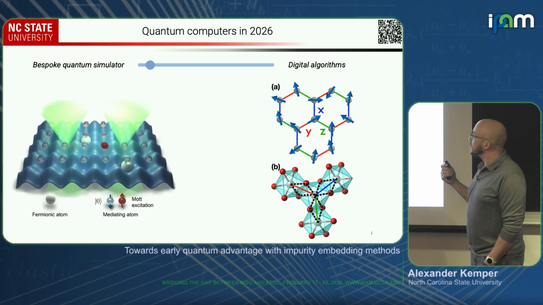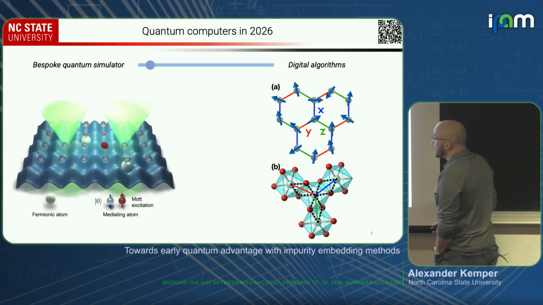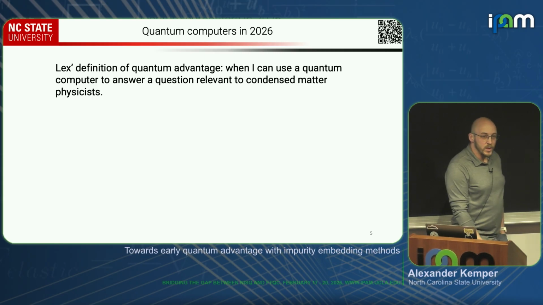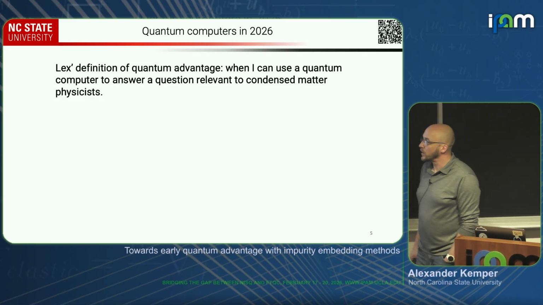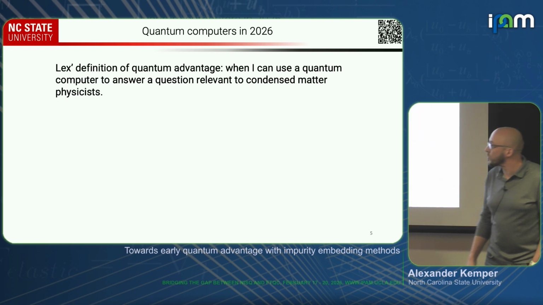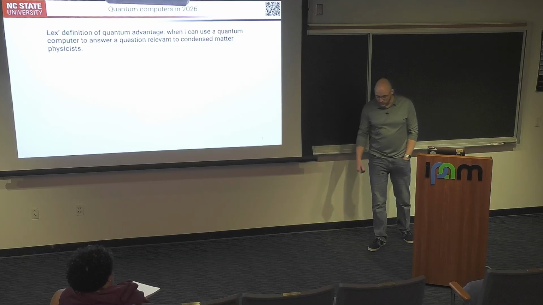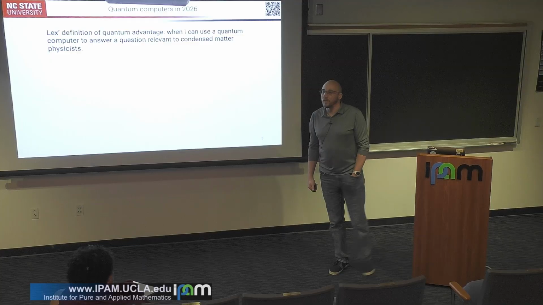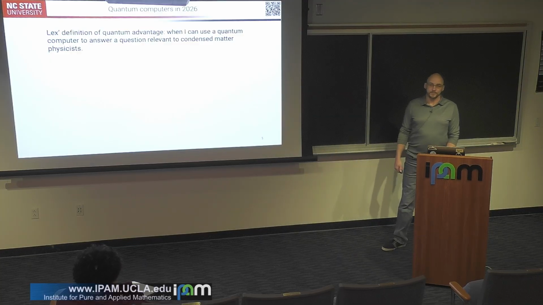How do we think about quantum advantage in this context, or what is my definition for this? My definition: when can I use a quantum computer to answer a question relevant to a condensed matter physicist? When I was a postdoc, I worked with Tom Devereaux at Stanford, and we had a long-standing collaboration with a physicist named Doug Scalapino, which may be a name that some of you know. And one of the questions that Tom would ask me is, is Doug going to care about this?